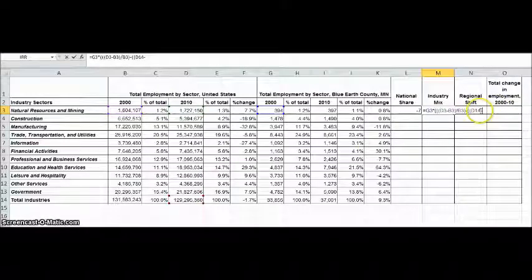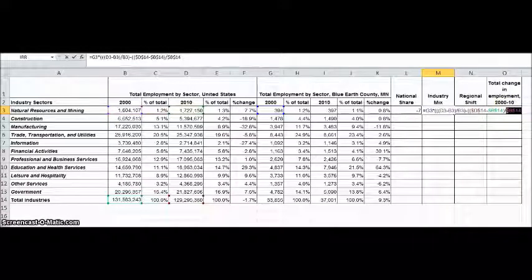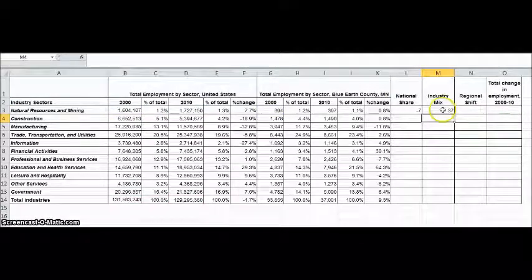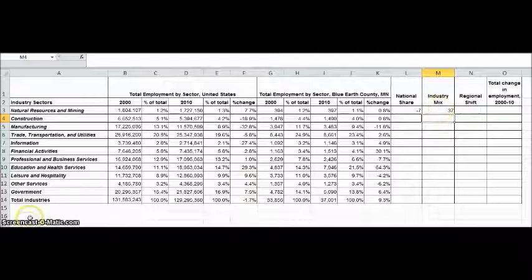Minus the total employment in all industries in 2000 in the United States, divided by the total employment in all industries in 2000 in the United States. Now we have to make the second percent change fixed reference numbers so that Excel won't move around the cells that it uses. Add parentheses, and we're set. And then you get the number for the industrial mix.